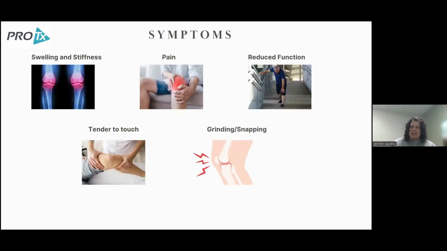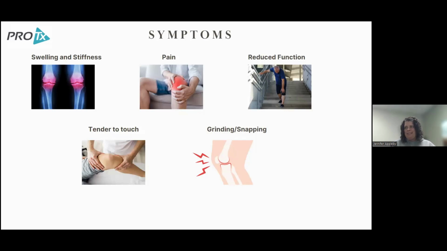So the symptoms that could arise, that if you have knee OA, you are probably feeling. We're going to have swelling and stiffness. Again, that's your body's way of trying to repair what's going on inside the knee. So our knee gets nice, hot, swollen, and doesn't like to move. Of course, coming with this is pain.